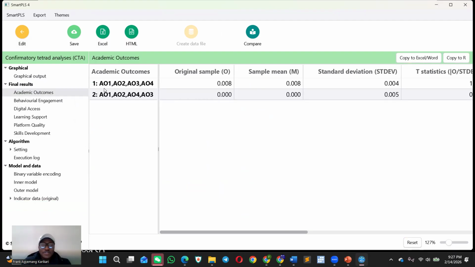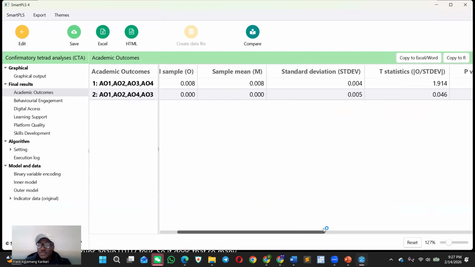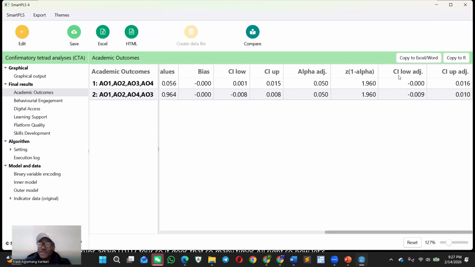So you can see the tetrad. We have the combination AO1, AO2, AO3, AO4, then it runs again AO1, AO2, AO4. So it does that many times. All right, so now let's look at the confidence interval, lower adjusted and then upper adjusted. You can see that this one starts at negative 0.0000, and there are some figures out there, but they're not shown. So do we see 0 inside or not? No 0 inside.